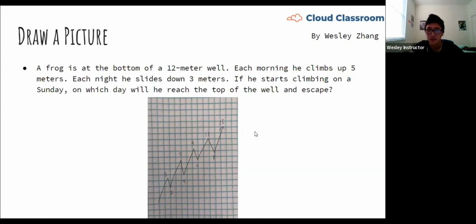He is down there because he is a frog and he wants to. But if he can get out, then that's good for him.